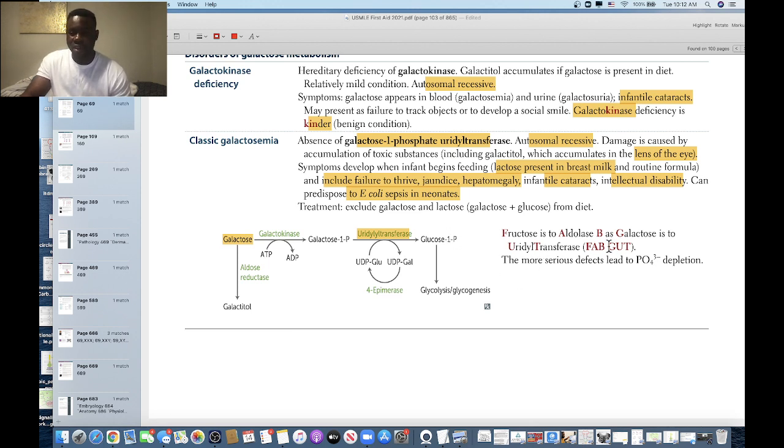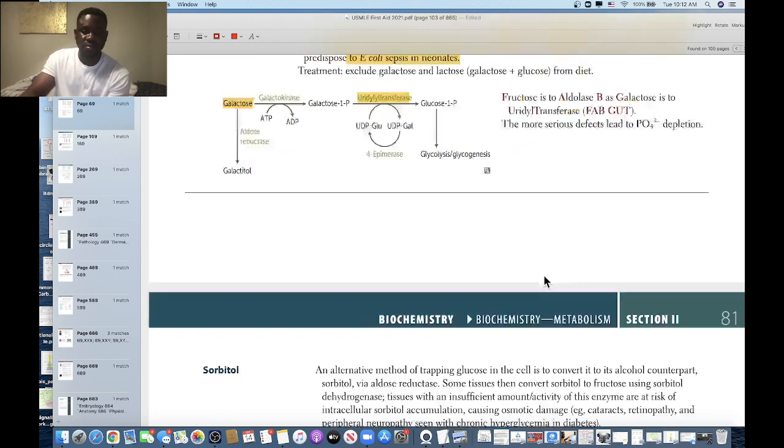So the mnemonic is FabGat. I didn't use this mnemonic myself, but my study partner used it. Fructose is to aldolase B, as galactose is to uridyl transferase. FabGat. That's a nice mnemonic.